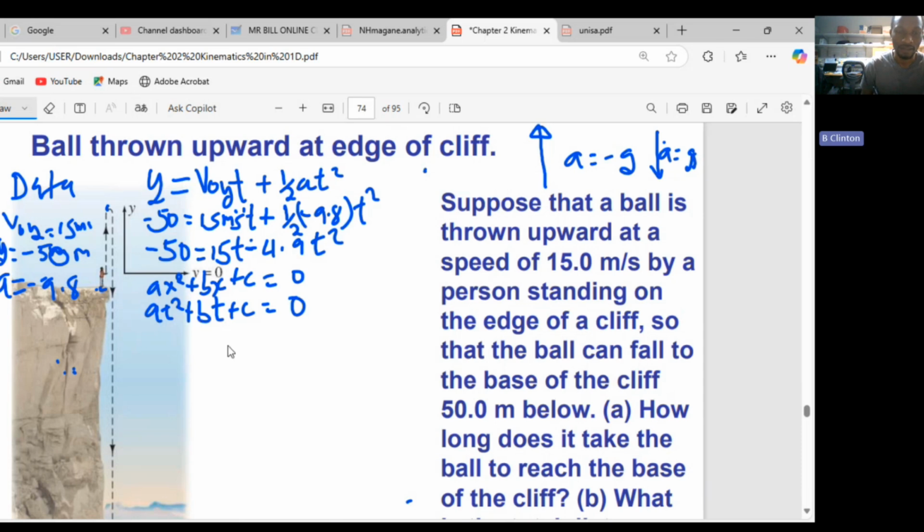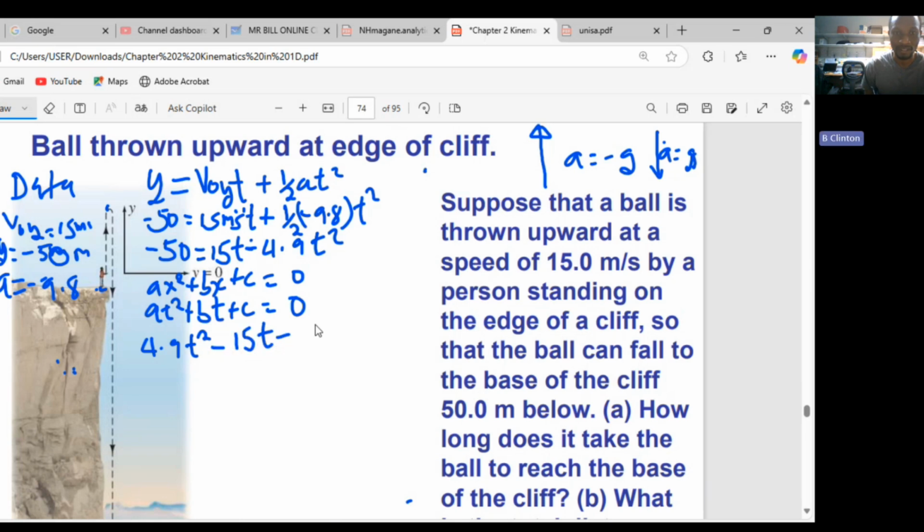And therefore we can rearrange this so that it can match this equation. So we have minus 4.9t squared. When it crosses the equal sign, it is going to be positive. So you're going to have positive 4.9t squared. We have positive 15t. When it crosses to the other side, it is going to be minus 15t.